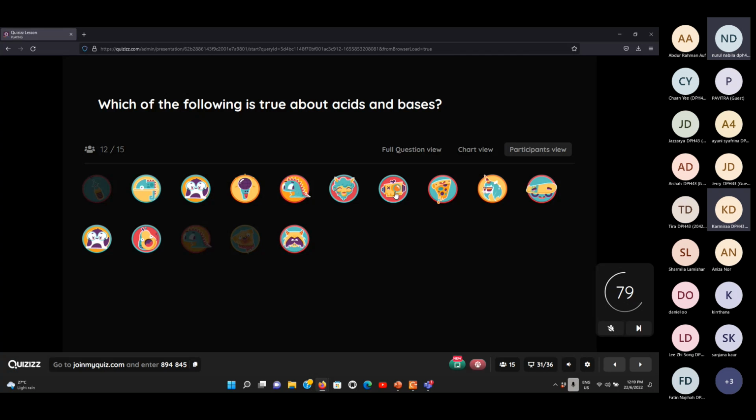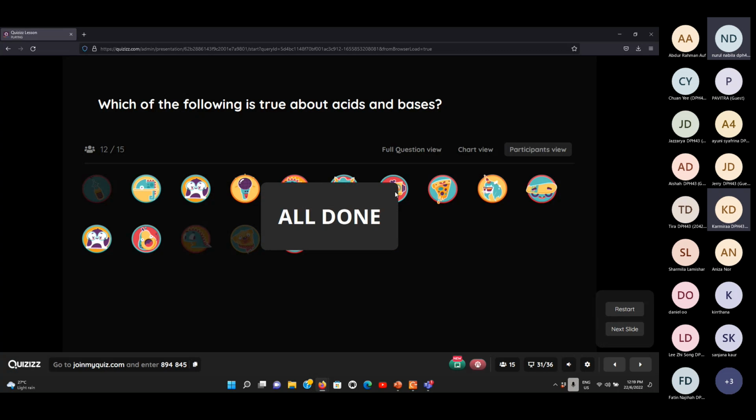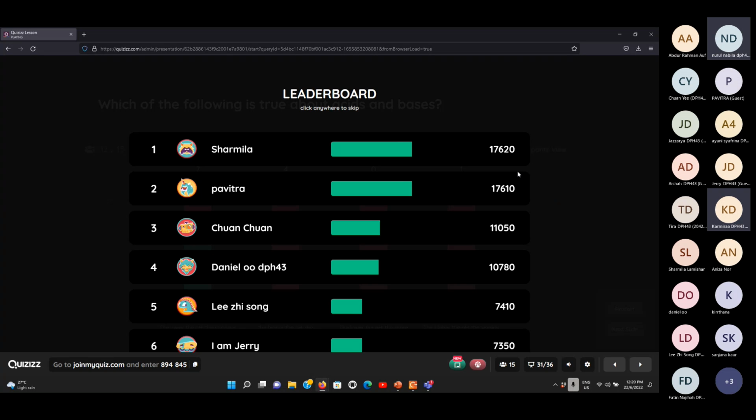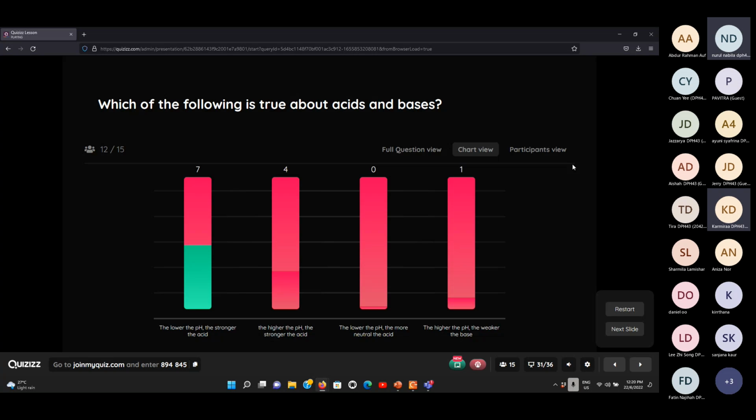Alright. So jawapan yang paling tepat adalah acid and bases. Saya lupa lah, banyak sangat tadi options. The first one, the lower the pH, the stronger the acid. The higher the pH, stronger the acid is wrong. The lower the pH, the more neutral the acid, salah. Okay, because 7 saja dia neutral. Lebih daripada 7, dia dah jadi basic. It's not even acidic anymore. And lastly, the higher the pH, the weaker the base. That is wrong. Untuk base, the farther it is from 7 is strong.